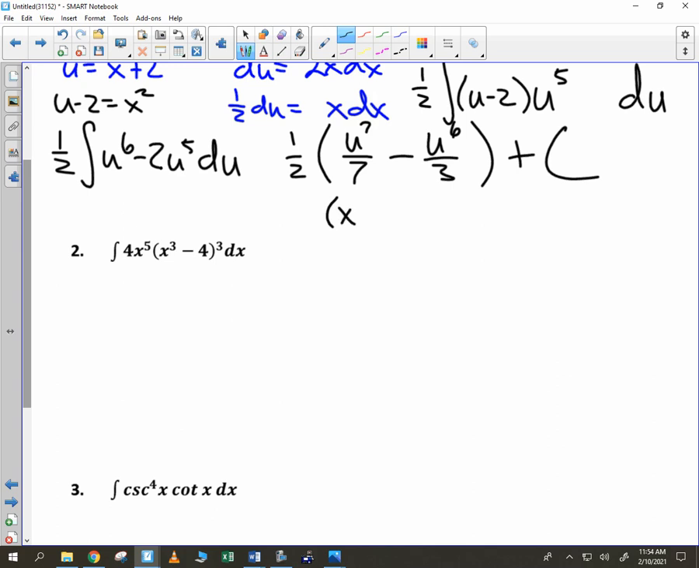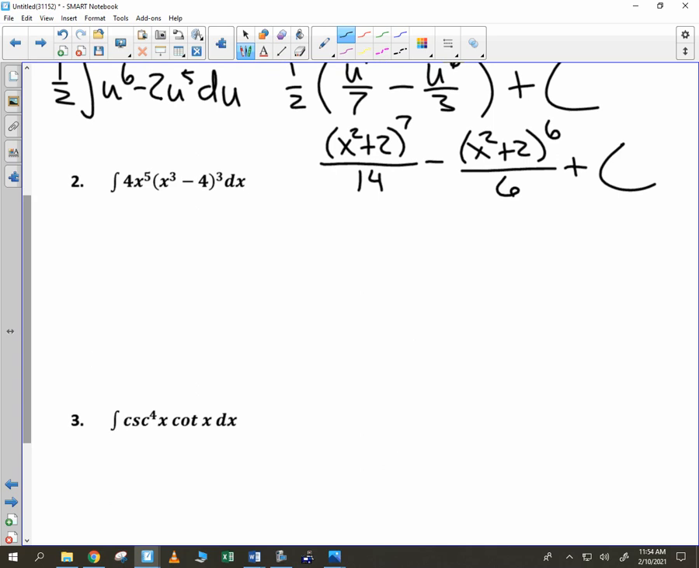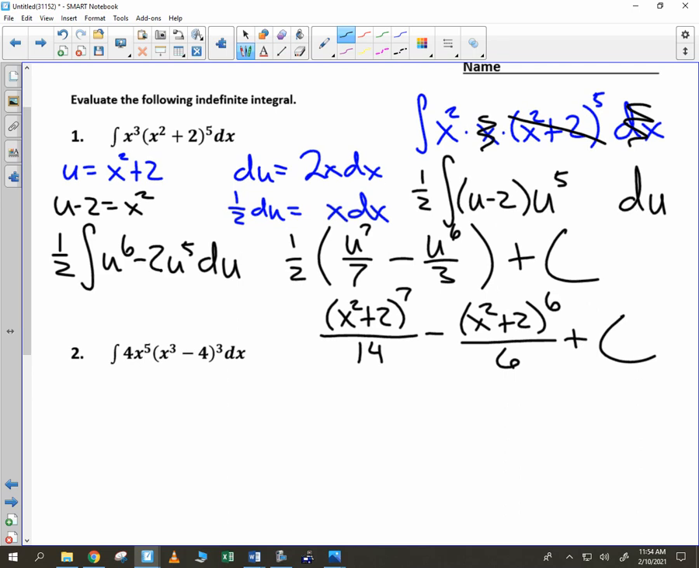So I've got (x squared plus 2) raised to the 7th over 14, minus (x squared plus 2) to the 6th over 6, plus a constant. We're done. What's crazy is if you take the derivative of this, you come up with that. That's not easy to see, is it?